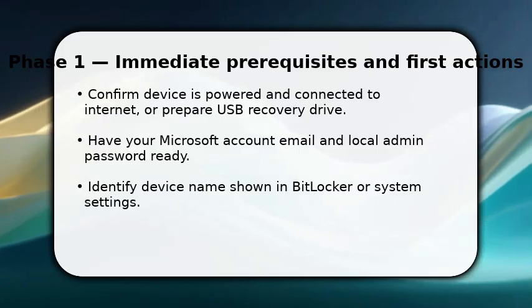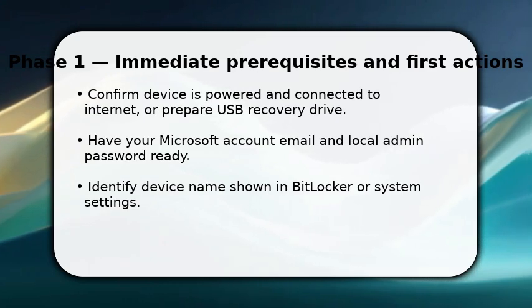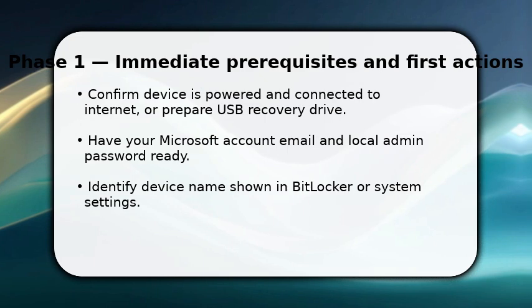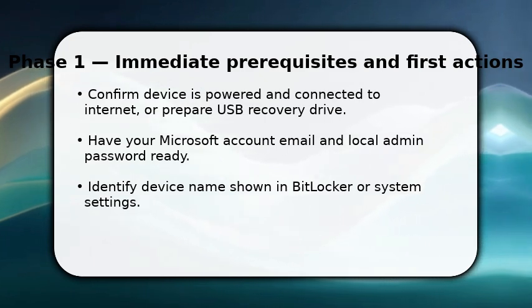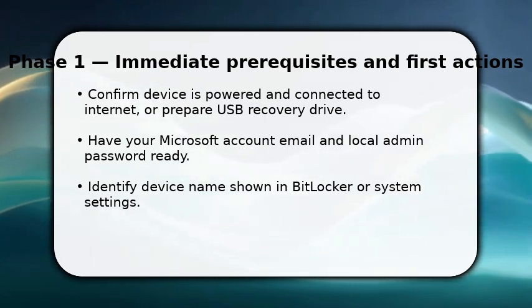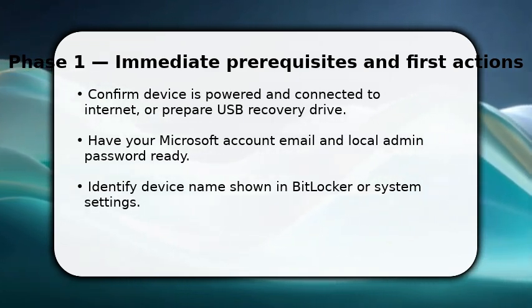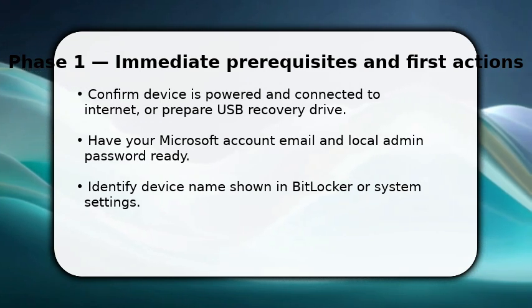You start by confirming basics. Power on the PC and connect to the internet, or plug in a USB recovery drive. Next, sign into the Windows account you used when enabling BitLocker. You will need that Microsoft account email or local admin credentials if you used a local account.